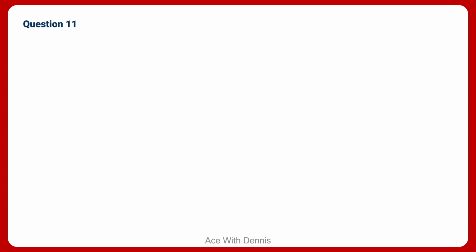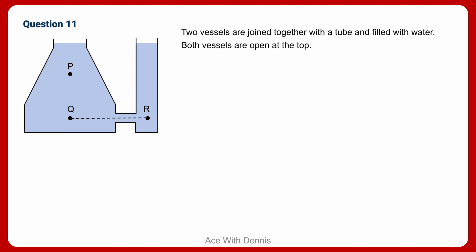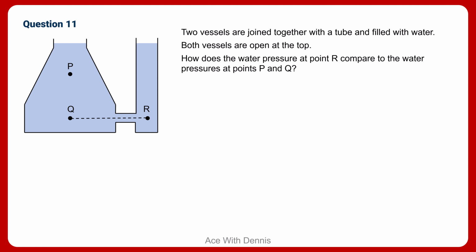Question 11. Given this diagram, two vessels are joined together with a tube and filled with water. Both vessels are open at the top. How does the water pressure at point R compare to the water pressures at point P and Q?